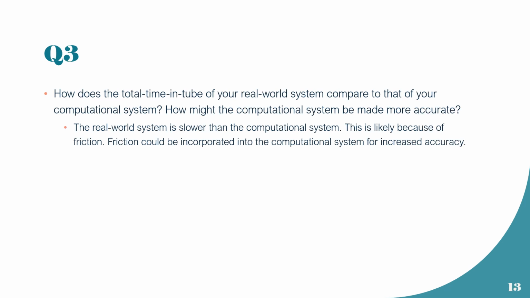Question 3 is, how does the total time in tube of your real-world system compare to that of your computational system? How could the computational system be more accurate? The real-world system is slower than the computational system. This is probably because of friction, and friction could be incorporated into the computational system for increased accuracy.